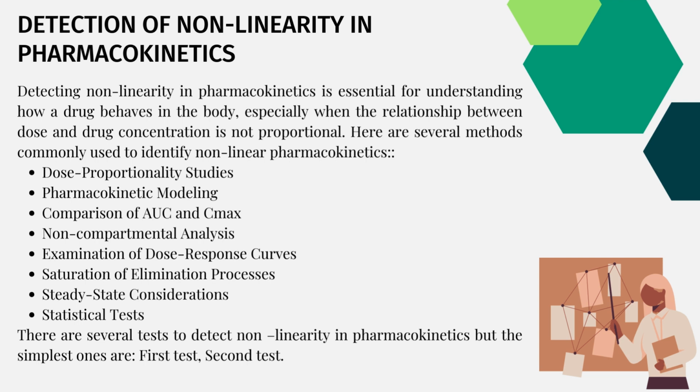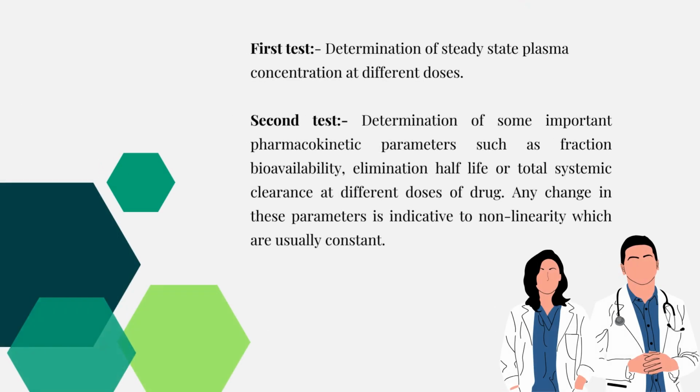There are several tests to detect non-linearity in pharmacokinetics, but the simplest ones are the first test and the second test. First test: determination of steady-state plasma concentration at different doses. Second test: determination of some important pharmacokinetic parameters such as fraction bioavailability, elimination half-life, or total systemic clearance at different doses of drug. Any change in these parameters, which are usually constant, is indicative of nonlinearity.